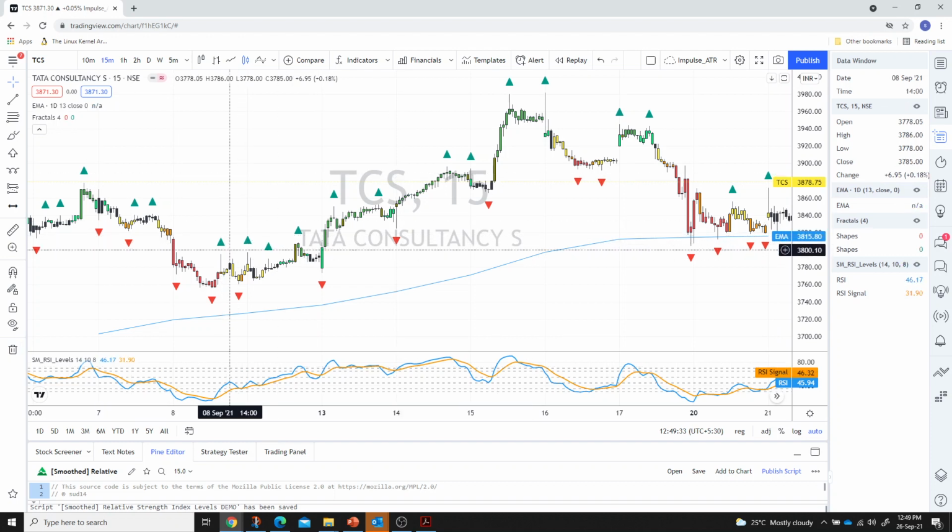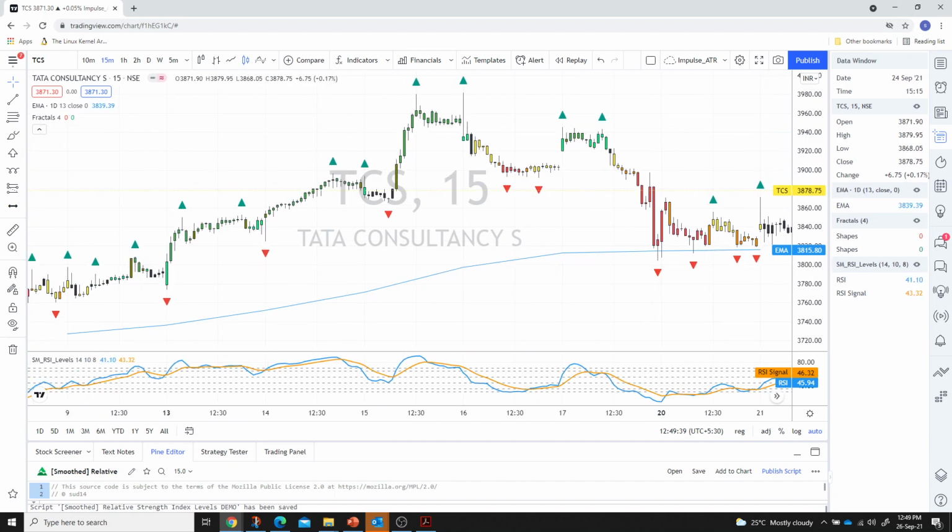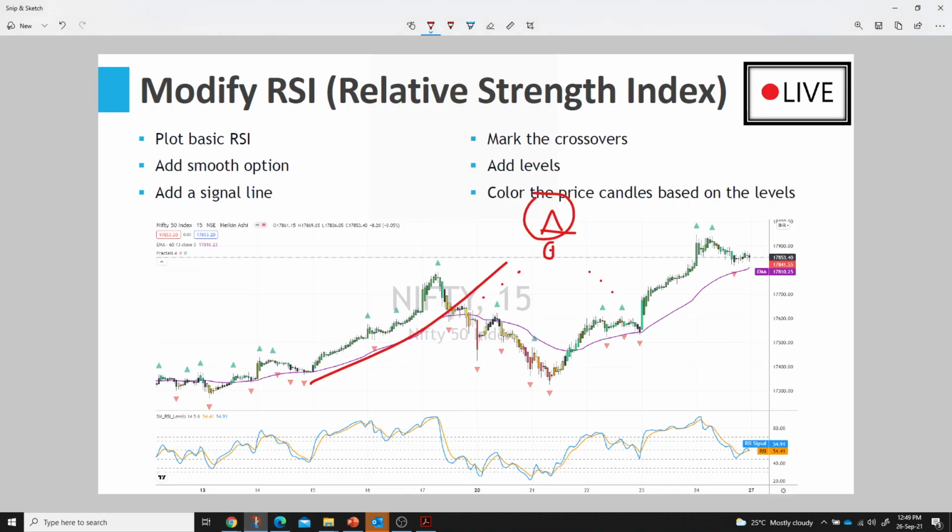Shubhamji, pivots are not similar to fractals. A fractal is basically, as I said, an up fractal has to form when there is the highest point followed by two lowest points, three lowest points, four lowest points, whatever. So this is my fractal.